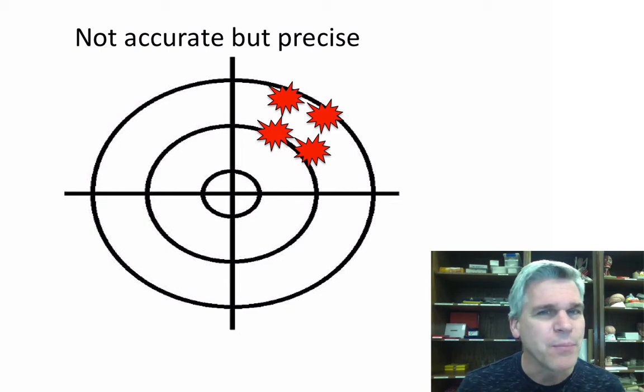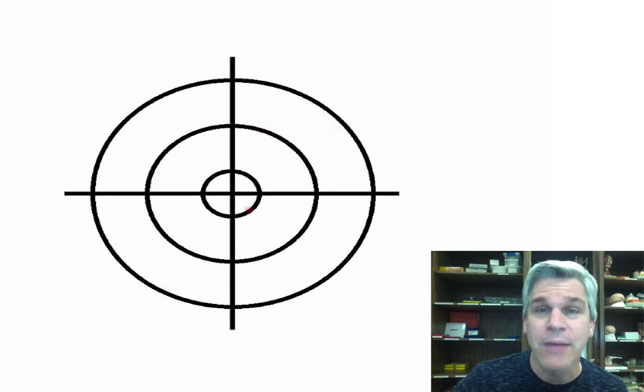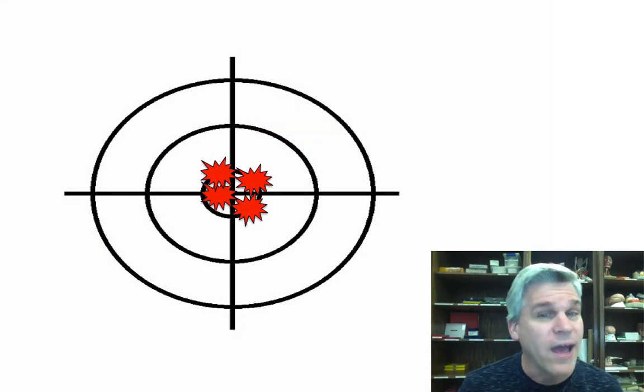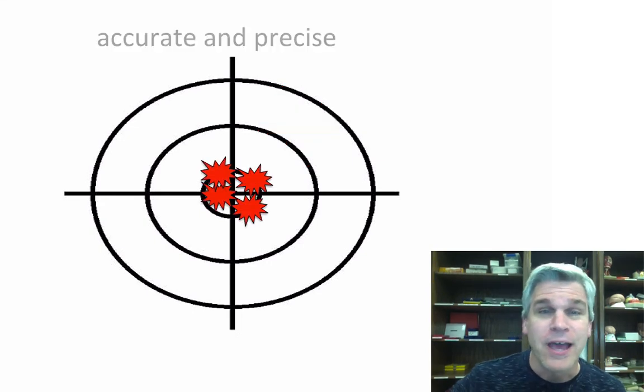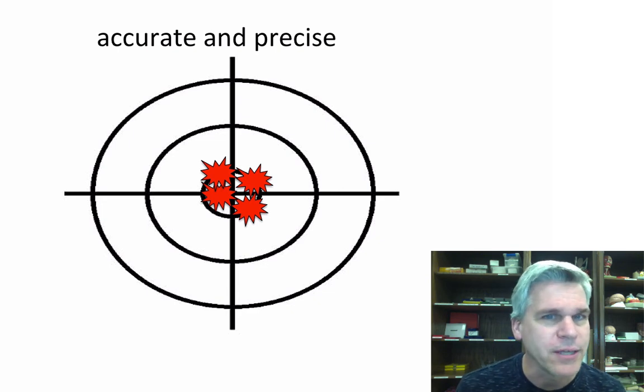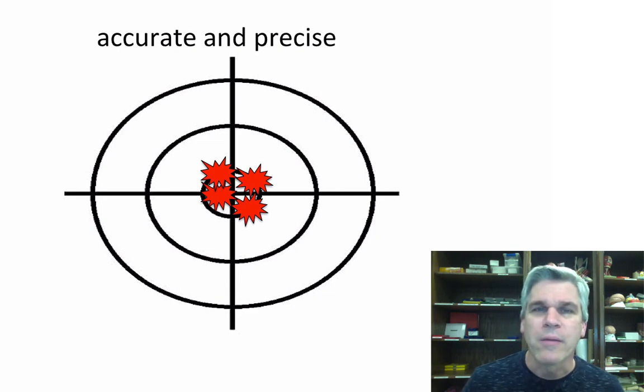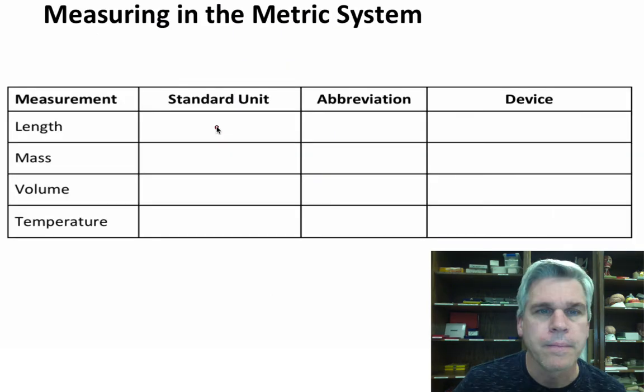All of these examples are not meeting the requirement of being both accurate and precise. But now I'm right on the target. I am accurate and I'm precise. I want to make sure that we are being both accurate and precise in all of our measurements that we take this year. It's very easy to just round numbers and not be very diligent at trying to get good measurements, but good measurements can make or break a lab. So let's fill out this table real quick.